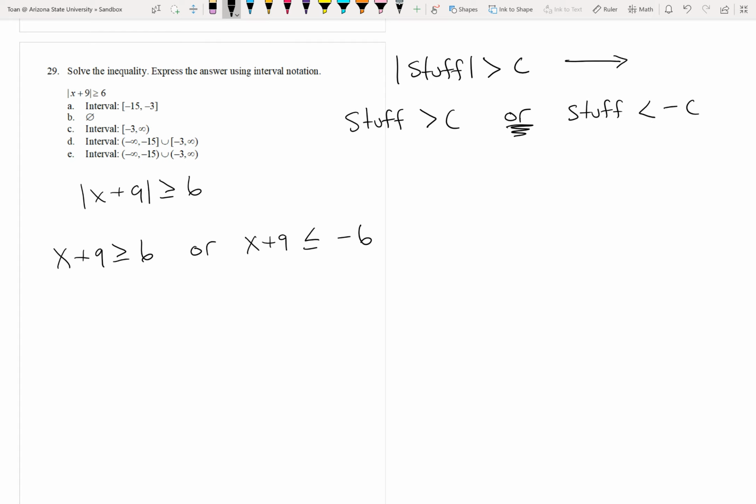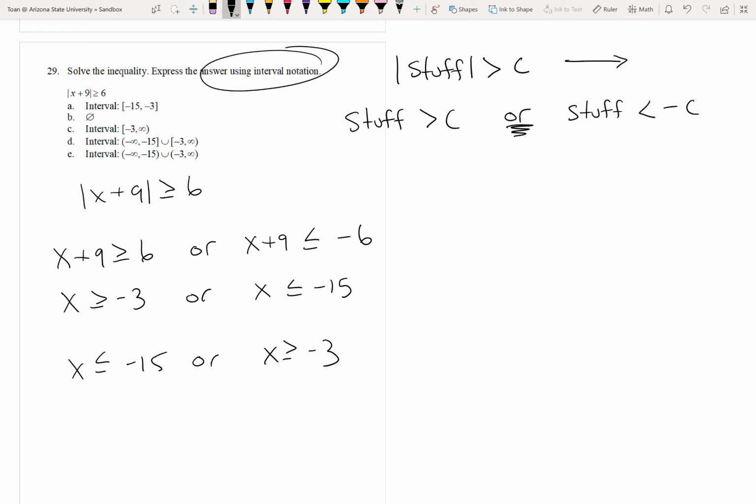I hope it's very obvious to everyone that both problems require the same single step, subtracting 9 from both sides. So we get x is greater than or equal to negative 3, or x is less than or equal to negative 15. I actually like to write the problem with the smaller number first, with the less than first. So I'm going to write this guy first here. So x is less than or equal to negative 15, or x is greater than or equal to negative 3. The reason why I'm going to do this is because the problem said interval notation.